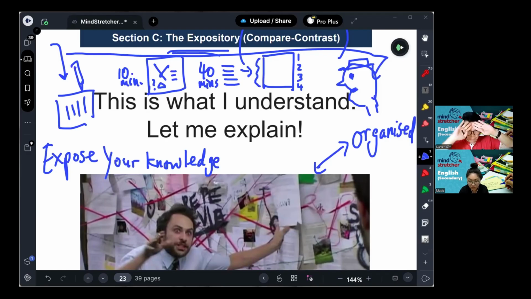So you want to separate the planning from the writing. When you're doing your writing, you just want to think about what's the best way of explaining this idea. Should you use compare and contrast? Should you describe the situation? Should you give a definition? Should you talk about cause and effect?